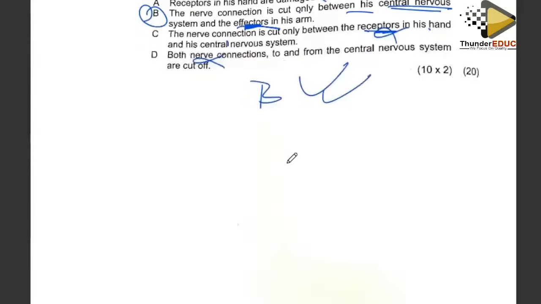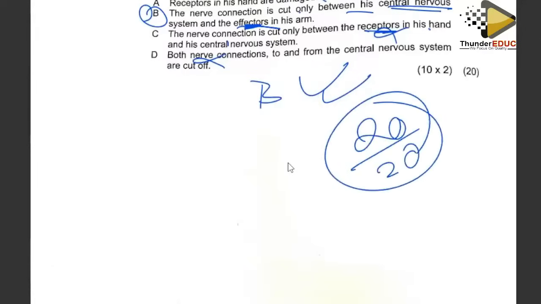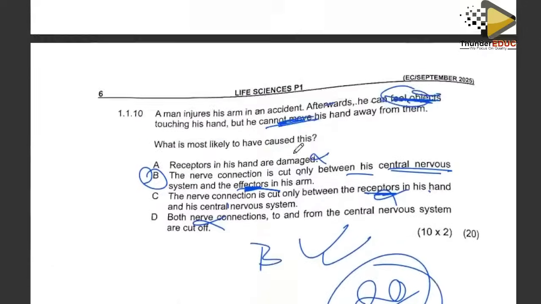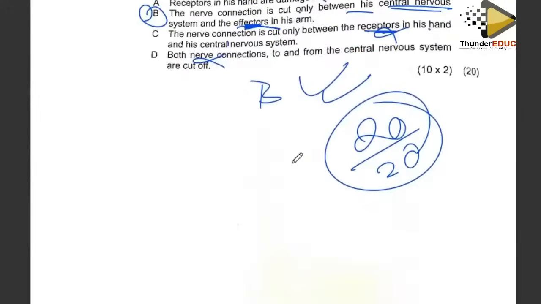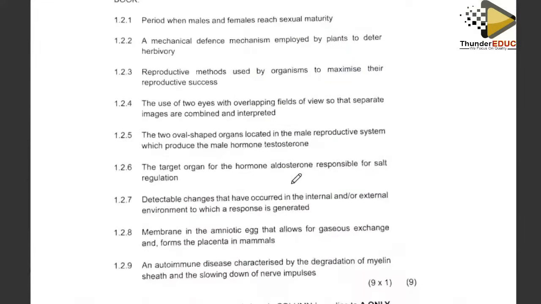And those people who wrote this paper, I think now you got 20 out of 20. And if you did not get 20 out of 20, I think now you know the reason why you did not get 20 out of 20. All right, we go to the next questions, which we call the terminologies. I like them.